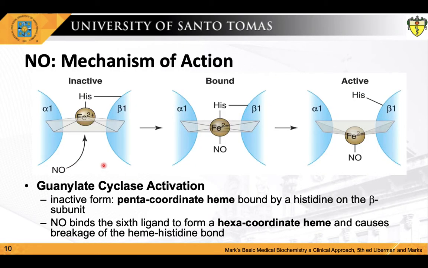As we can see in this illustration, the inactive form of guanylate cyclase has a penta-coordinate heme, bound by histidine on the beta subunit.